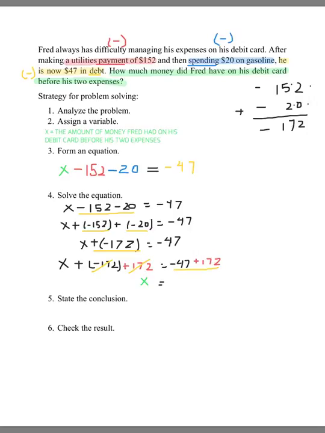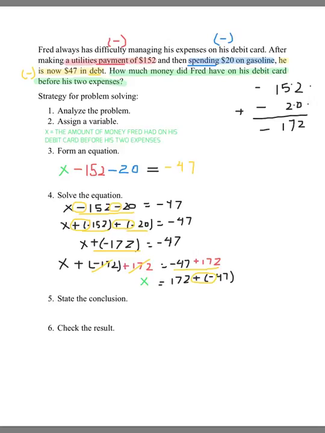So we can rearrange this as, instead of the 172 coming second, we'll have it come first. And then we'll have the negative 47 come second. But now, as mentioned earlier, subtraction is the same thing as adding a negative. So here we're adding a negative, and we know that's the same thing as subtraction.